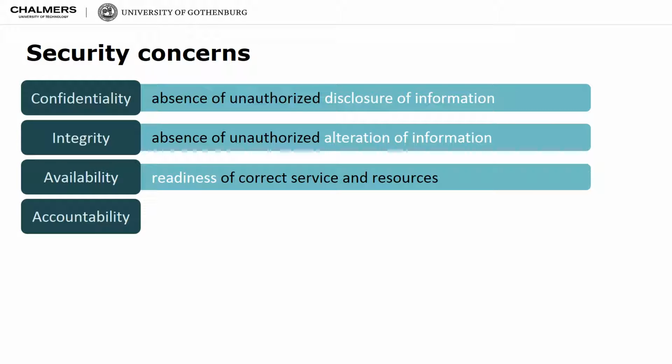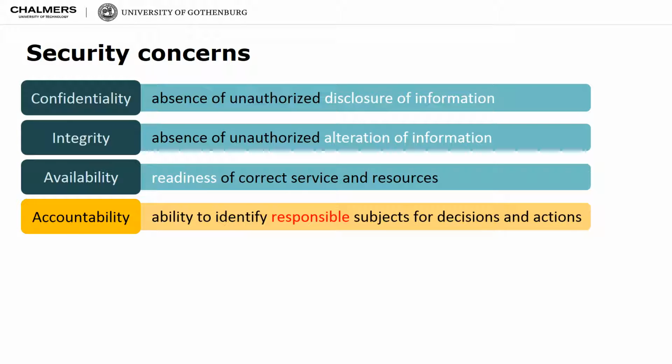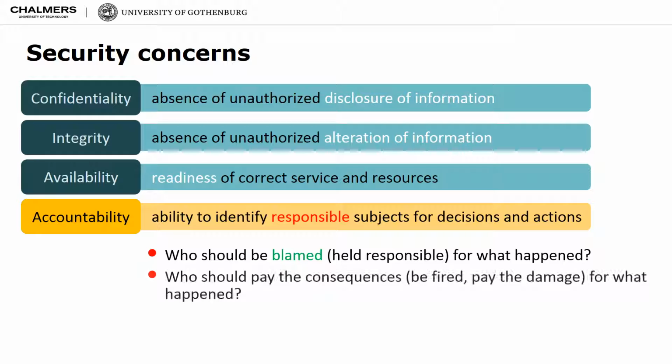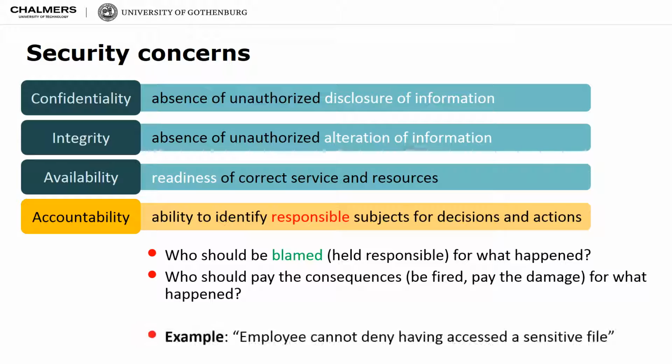The fourth concern of accountability refers to the ability to identify a party that is responsible for a certain decision or action that, for instance, caused harm to the system. And for instance, this refers to the ability of being able to hold a user responsible for a certain malicious or unauthorized action. And a typical example is, for instance, when an employee cannot deny that they have accessed a certain sensitive file that they should not have accessed.